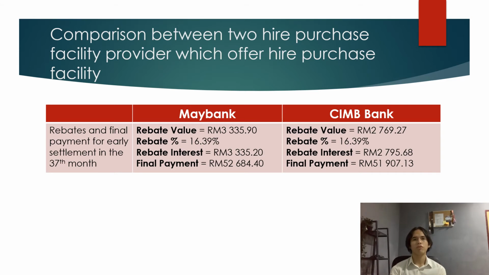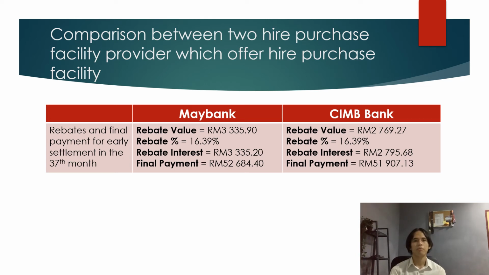The rebate value for Maybank is RM3,335.19, while CIMB Bank is RM2,769.27. But the rebate percentage for Maybank and CIMB Bank is the same, which is 16.29%. And then, the rebate interest for Maybank is RM3,335.20, while CIMB Bank is RM2,795.68.